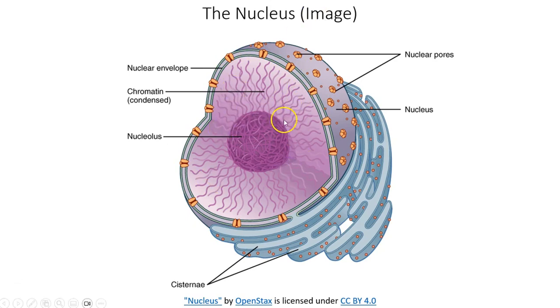Floating around inside is the chromatin. So all of this is our genetic information. So it's kind of loose and uncoiled in its normal state outside of cellular replication. And then far deep down inside is the nucleolus, which is where a lot of that genetic information is stored.